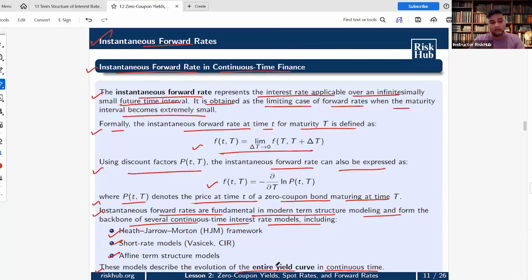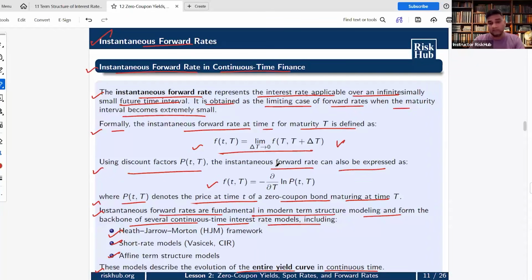If you read the first one, it is f(t,T) equals the limit as delta t goes to 0 of f(t,T,T plus delta t). The symbols here: small t is today's date, the date on which the rate is observed. Delta t is the small increase in maturity, and the limit means the value approaches the quantity beneath it as delta t shrinks towards 0. The forward rate on the right covers the window from T to T plus delta t. Shrinking that window to nothing leaves the rate that applies to the single instant T.